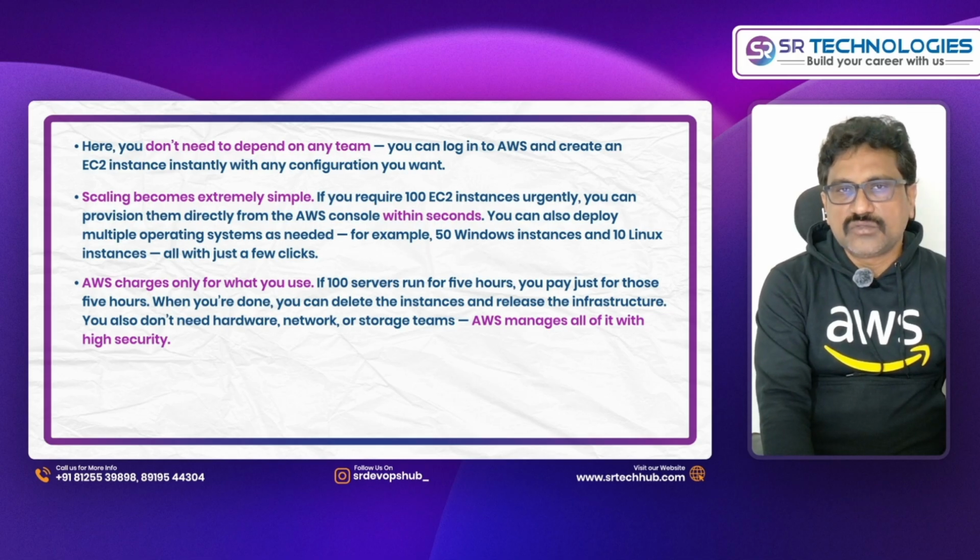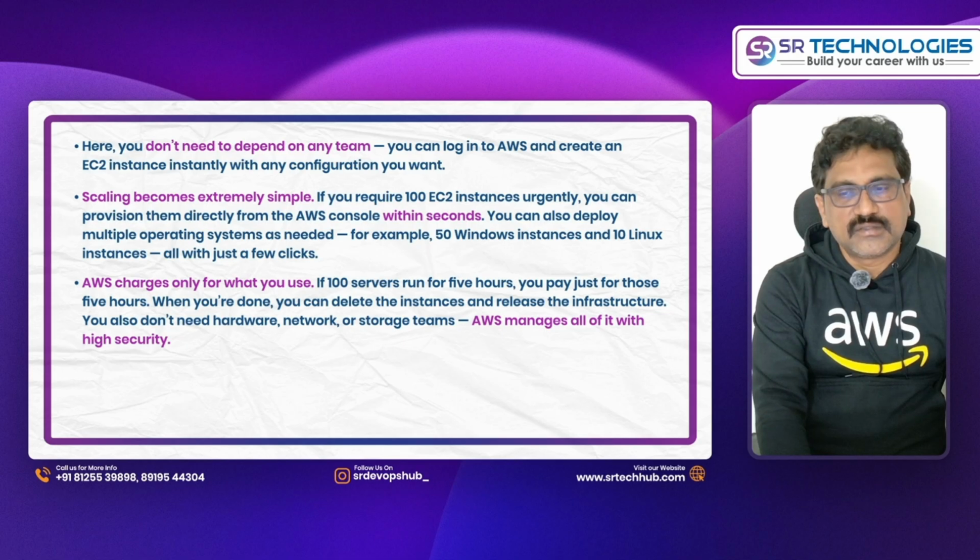If you don't want EC2 instances, you can just delete them. After completion of your project, you need not leave that infrastructure as it is. Also, you need not maintain the hardware team, networking team, and storage team in AWS Cloud. They will maintain all those teams and they will maintain high security measures. Fine. So these are the differences between your on-premise virtual server and EC2 instance.